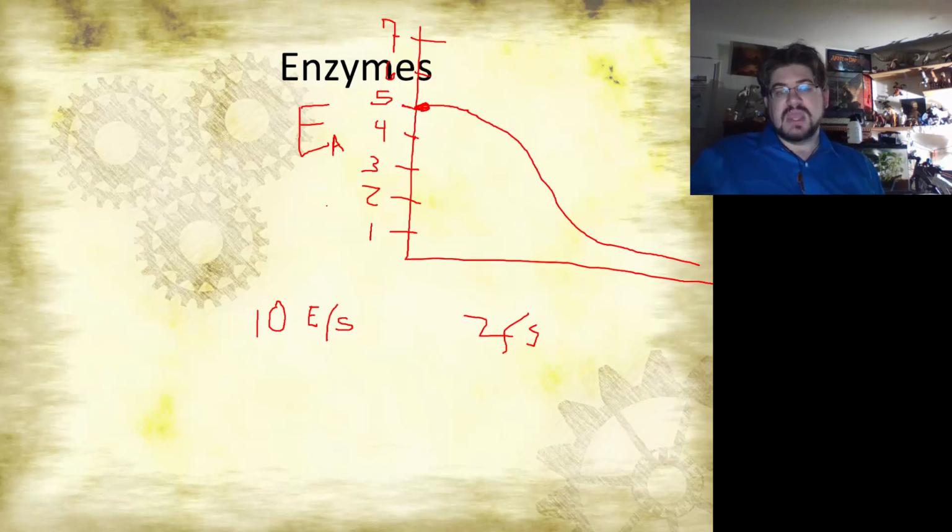So then you have an enzyme that comes along and it says, hey, buddy, don't mind if I help out. And the enzyme reduces activation energy. Now I can fire that off with just 2 energy. And suddenly we're up to 5 reactions per second.